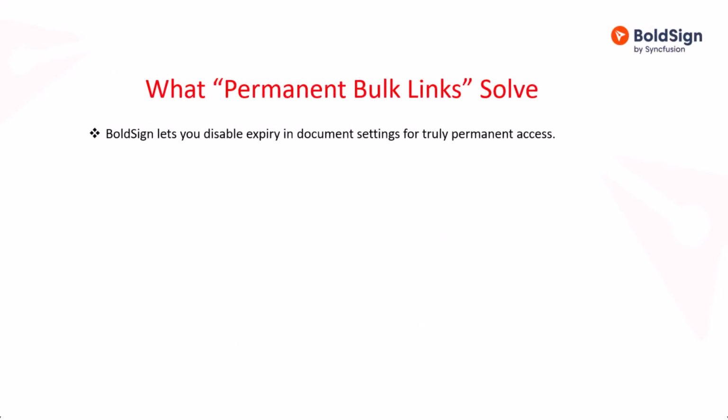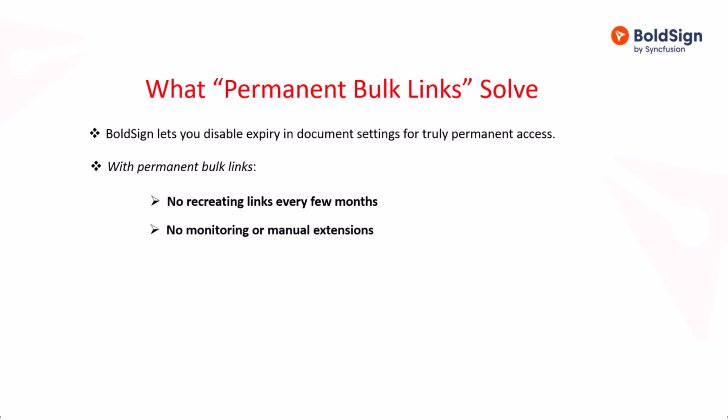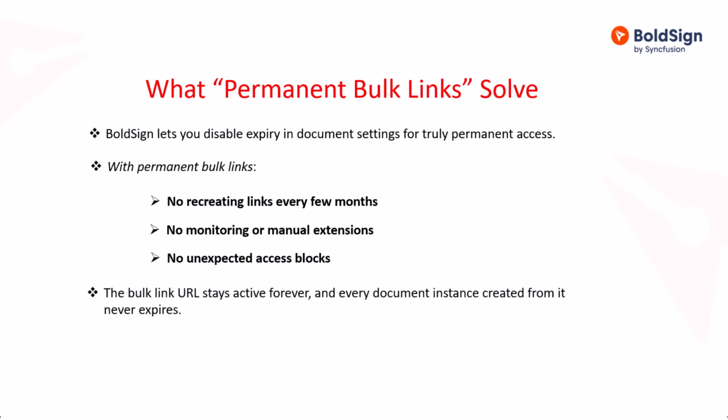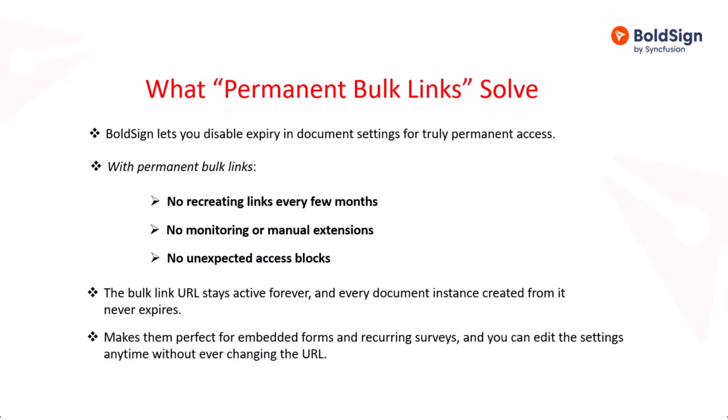BoldSign lets you disable expiry in document settings for truly permanent access, with permanent bulk links, no recreating links every few months, no monitoring or manual extensions, no unexpected access blocks. With permanent bulk links in BoldSign, the bulk link URL stays active forever, and every document instance created from it never expires. This makes them perfect for embedded forms and recurring surveys, and you can edit the settings anytime without ever changing the URL.